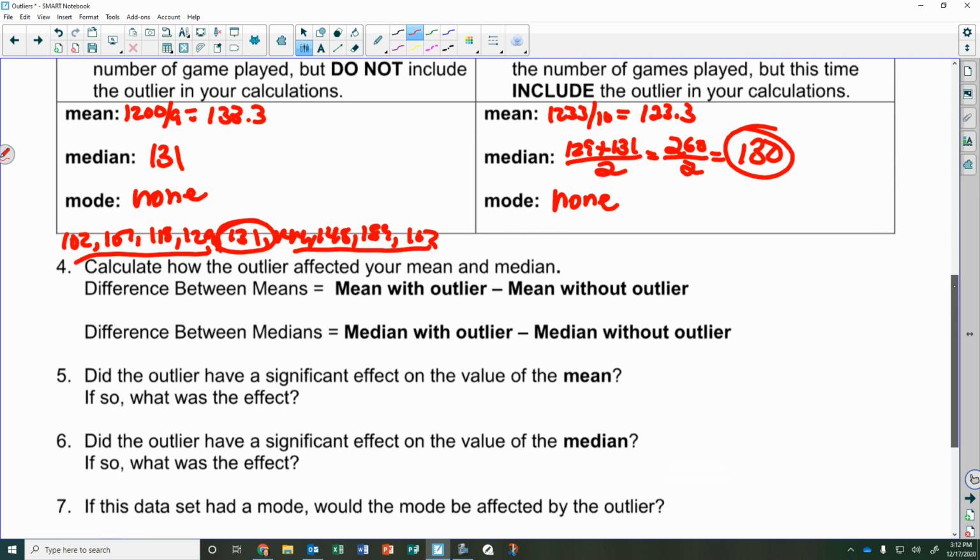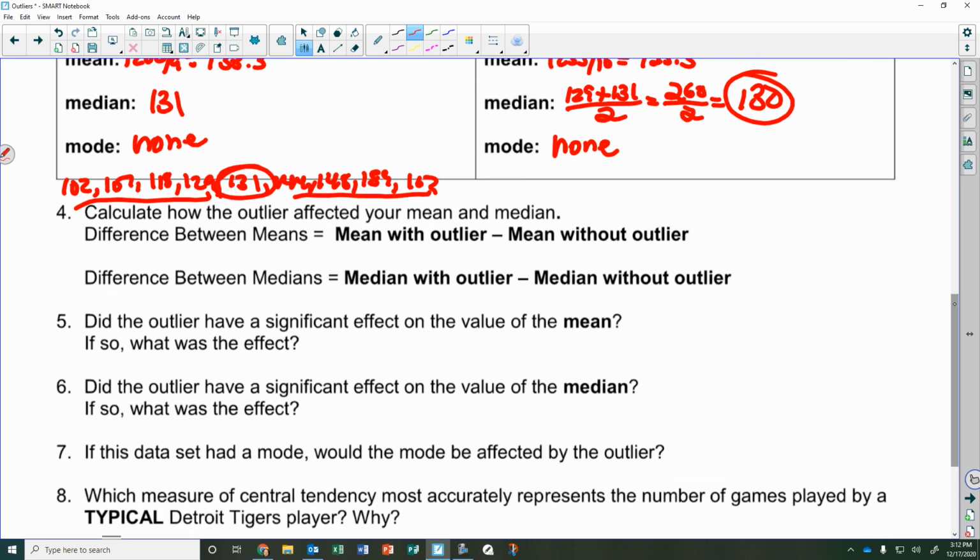All right? So if we go ahead and it says calculate how the outlier affected your mean and median. So the difference between the means, the mean with the outlier was 123.3, and the mean without it was 133.3. So if we subtract that, we get negative 10, which means there's a 10-game difference, okay, between the means. Where if we do the median, with the outlier was 130, and without it was 131. So that's only a difference of 1. All right.